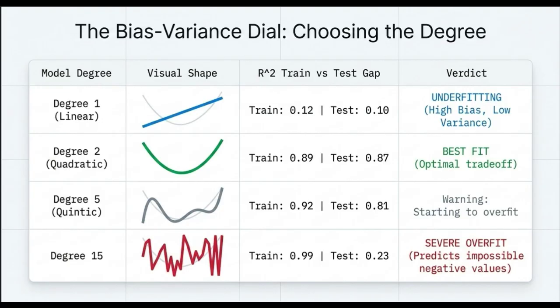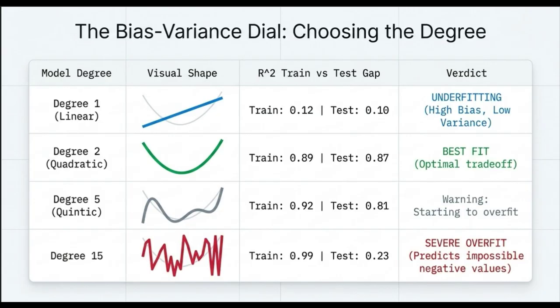Let's run through these options. First, degree 1, which is just our linear straight line. It has awful scores, an R-squared on the train set of 0.12 and on the test set, 0.10. That is classic underfitting. We call this high bias. The model is too stubborn and too rigid to see the U-shaped pattern right in front of it.